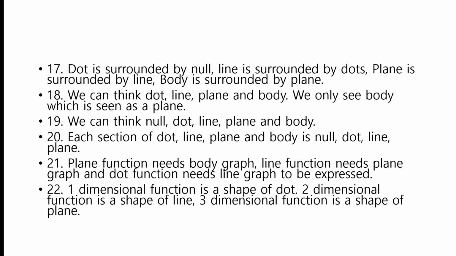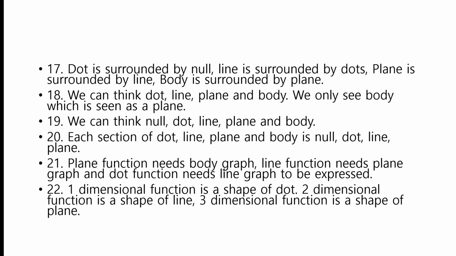Dot is surrounded by null, line is surrounded by dot, plane is surrounded by line, body is surrounded by plane. We can't think dot, line, plane, and body. We only see body which is seen as a plane. You can think null, dot, line, plane, and body, where each section of dot, line, plane, and body is null, dot, line, plane. Plane function needs body graph, line function needs plane graph, and body function needs line graph to be expressed. 1-dimensional function is the shape of dot.